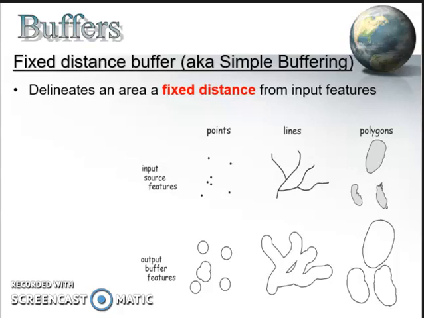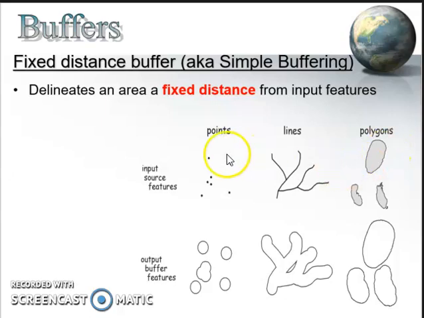Here we have a fixed distance buffer. Every feature that you are buffering gets buffered by the same distance. If this is a streams layer, it doesn't care what type of stream it is, or the size, etc. Every feature gets buffered by that same distance.